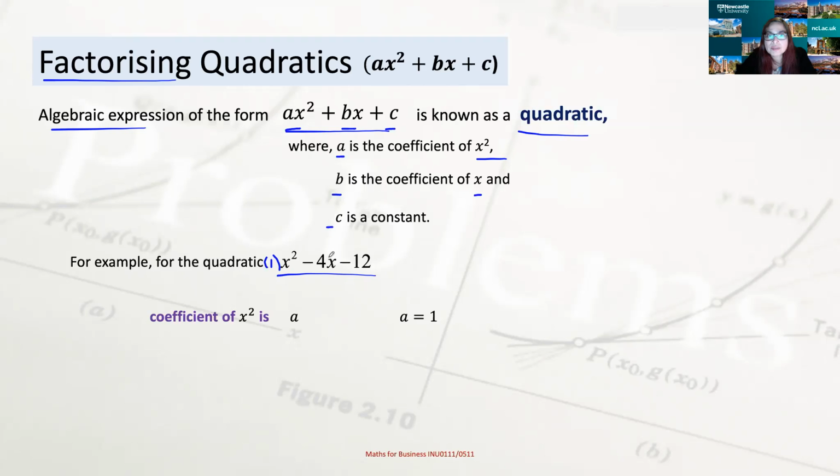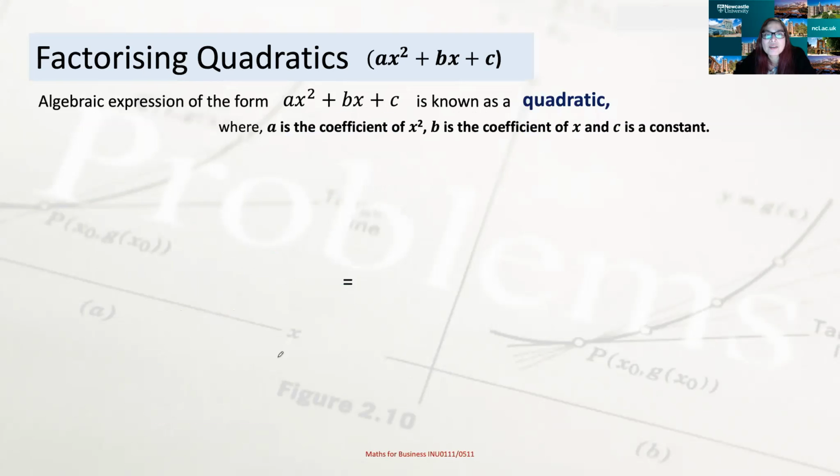Compare this expression with this expression. This is an expression, not an equation. There's no equal to sign, we are not equating it to anything. So what is the coefficient of x? Minus 4. So b is minus 4. What is the constant c here? Minus 12. C is minus 12. Got it? Now let's see.